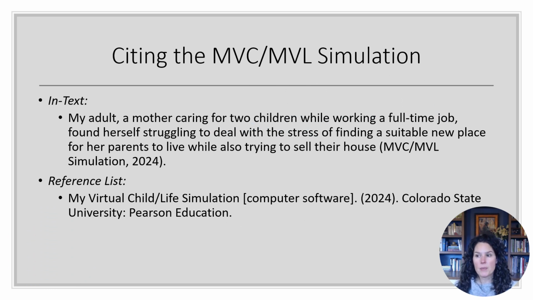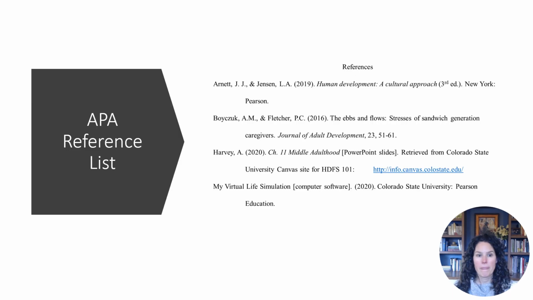Okay, this is how you would cite the simulation. Paraphrase something from the simulation, and then at the end of the sentence put either MVC or MVL simulation, and then again the year that you're accessing the simulation. And then that's how you would cite it in the reference list. Here's an example of a reference list. Most people are going to have the textbook, everyone's going to have the textbook, a journal article, and then either or both the lecture and the textbook.